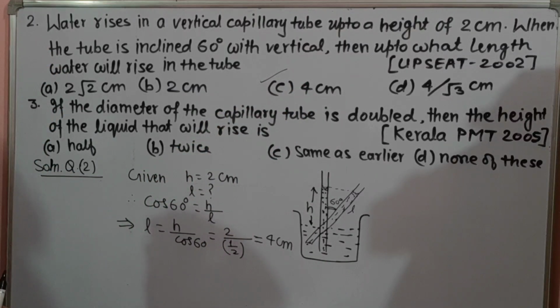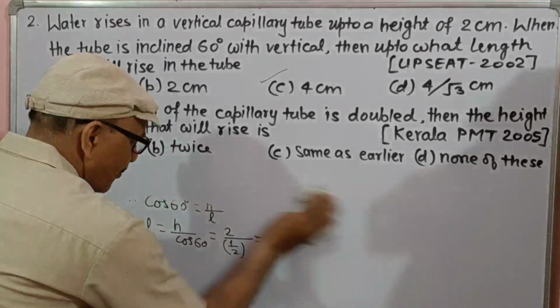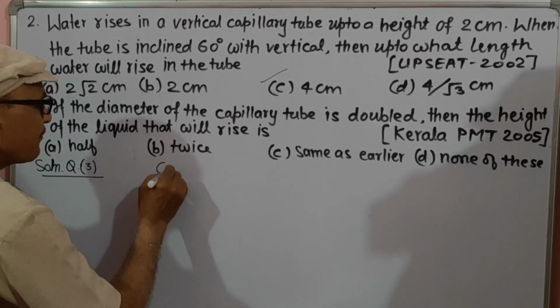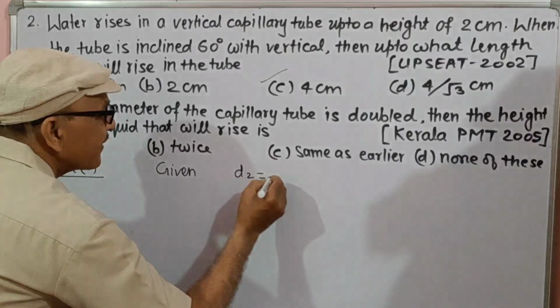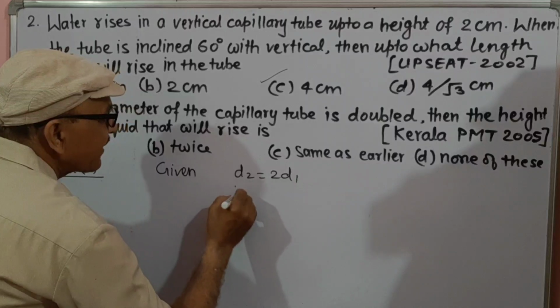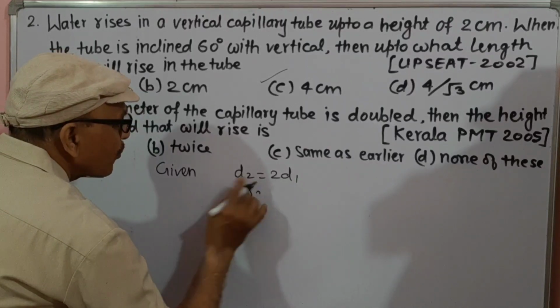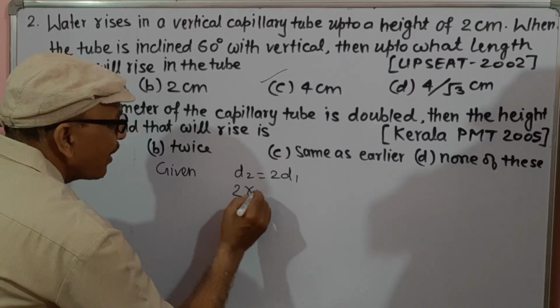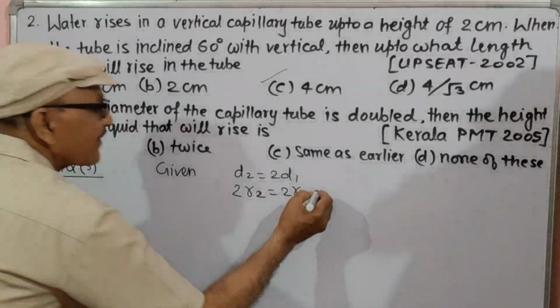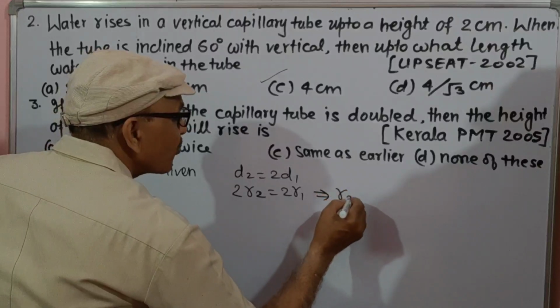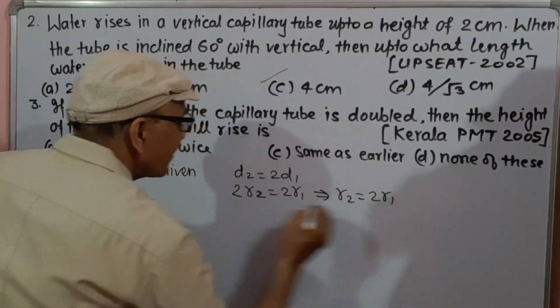Next question number 3. The question is, if the diameter of the capillary tube is doubled, then the height of the liquid that will rise is. Now solution to question 3. Here given diameter D2 is 2 D1. Therefore 2 r2 will be equal to 2 r1 times 2. 2 cancels out, which gives r2 is equal to 2 r1.